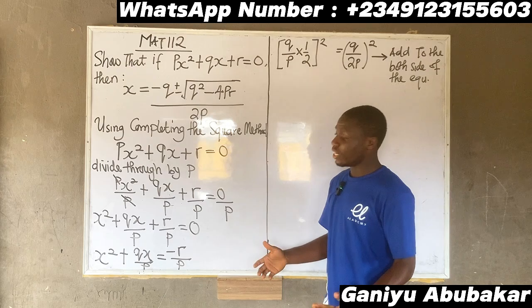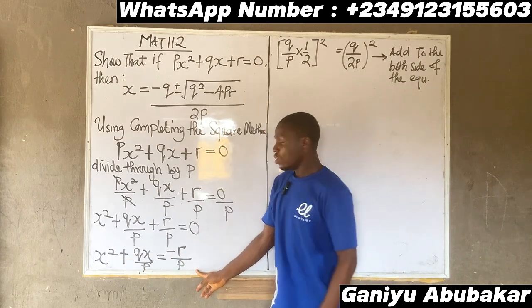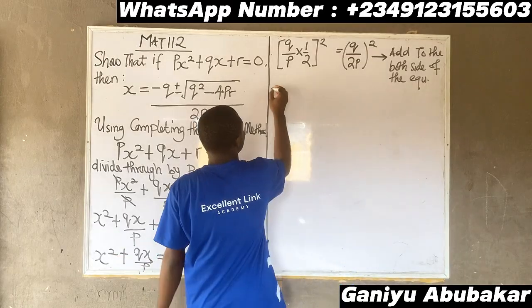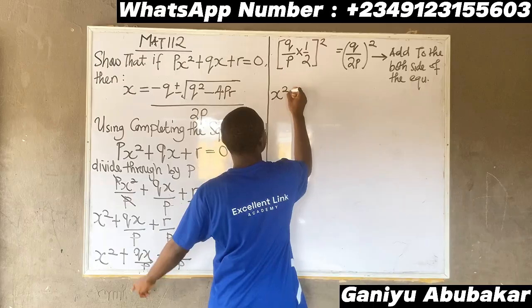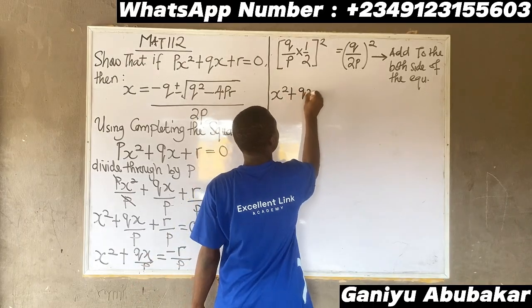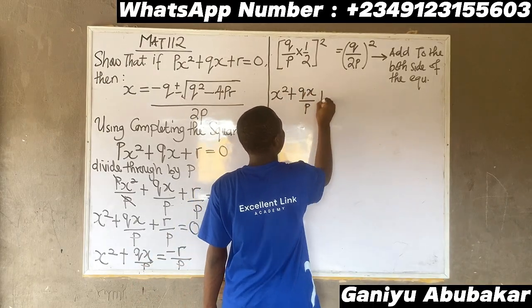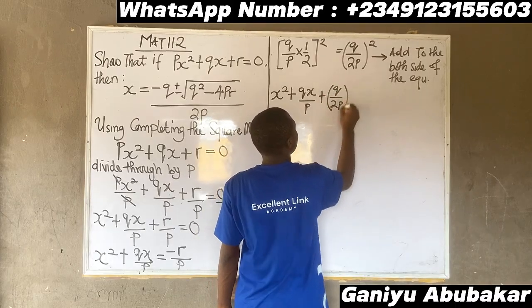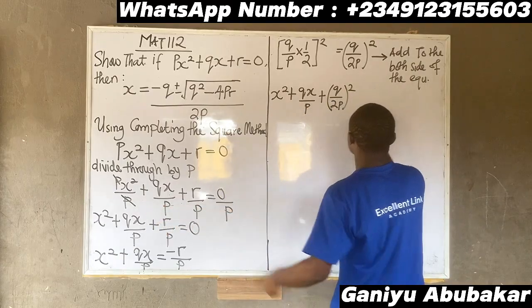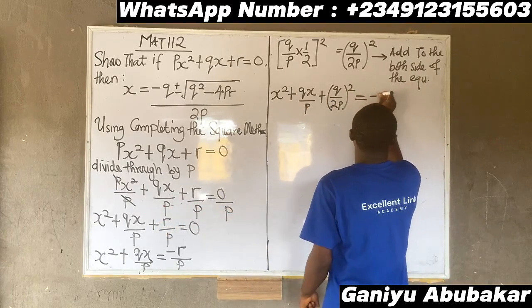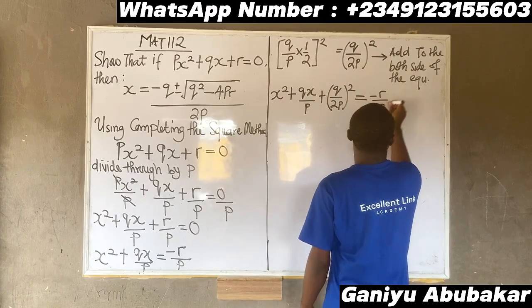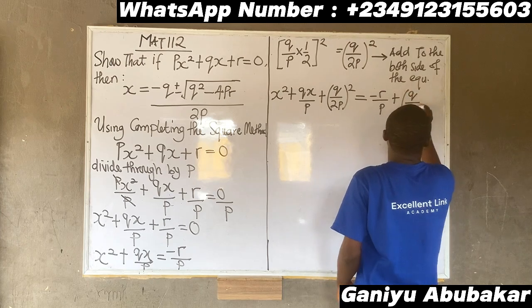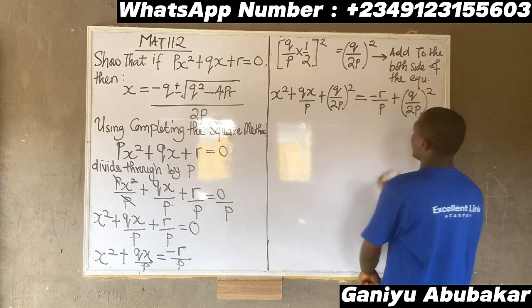So I have two sides here, the left and the right. I'll add this thing to the left and to the right. That gives you x squared plus qx over p. We said add it to both sides, so that gives you q over 2p all squared. I've added it to the left hand side, so equal to minus r over p, and you add it to the right side too, that gives you q over 2p all squared.